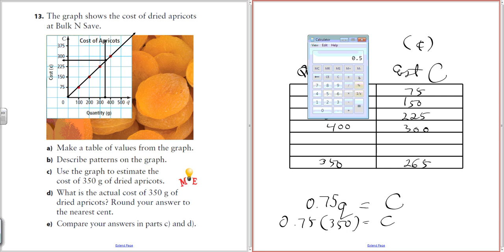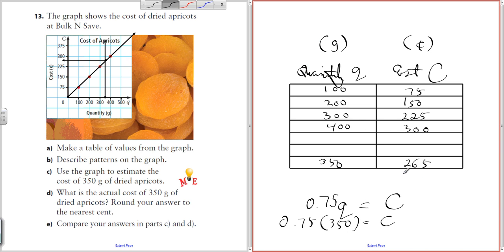0.75. Oh, hang on. I can't even type. Clear. 0.75 multiplied by, that's the multiply button there, I'm assuming, multiplied by 350 equals, aha, it's not 265 cents or $2.65. The actual answer was way off. It was $2.62.5, or 262 cents and a half a cent.